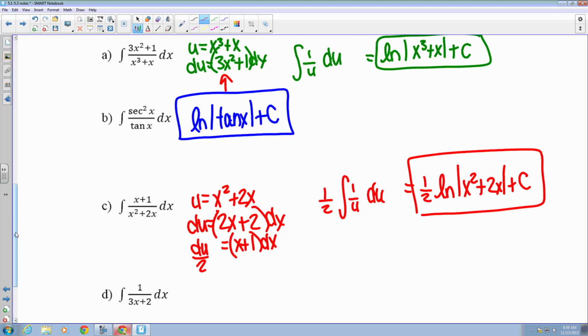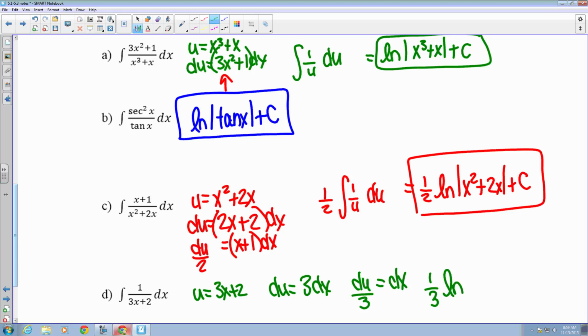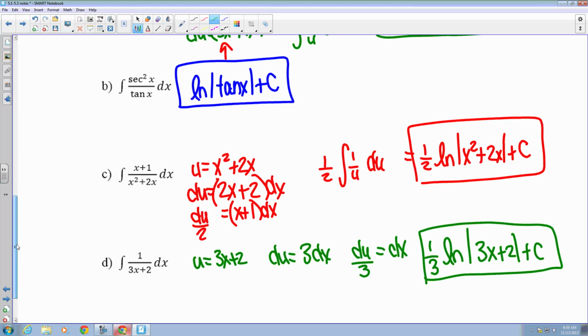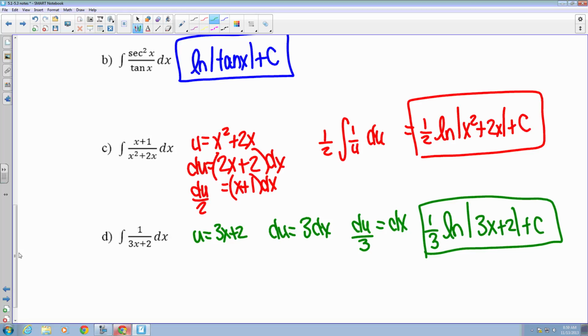And the last one, our u is 3x plus 2. Du is 3 dx. We don't need the 3. So 1/3 natural log, absolute value, 3x plus 2 plus c. And notice how I just skip right to that point because I know that all we have left is the 1 over u, which turns into a natural log, so I don't feel the need to write all the steps over on these kind of questions. But you certainly can do that if you have any sort of doubts.